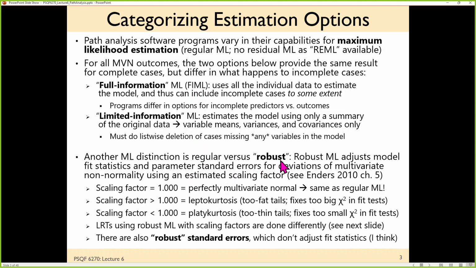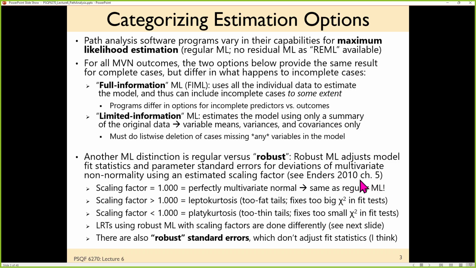Another distinction that you will see is whether or not your estimator is robust to deviations of multivariate non-normality. So this is a workaround for when you're predicting things whose residuals are probably not going to be normal and homoscedastic, and you want to try to adjust or hedge your bets in terms of the inferences that you make by doing what is known as a robust correction.